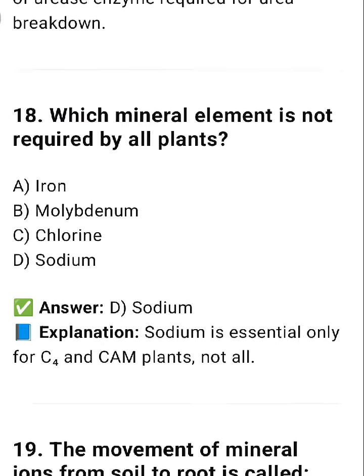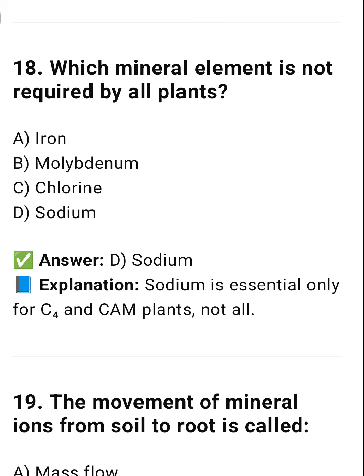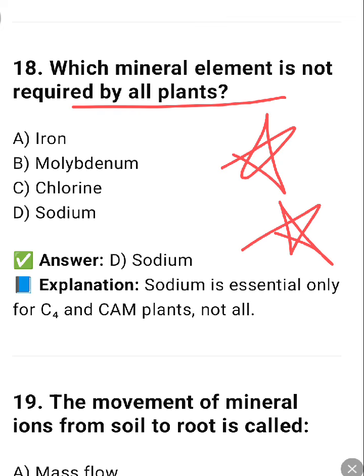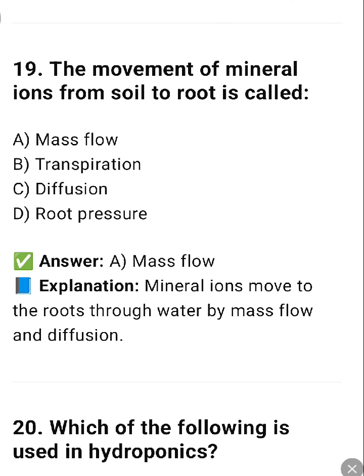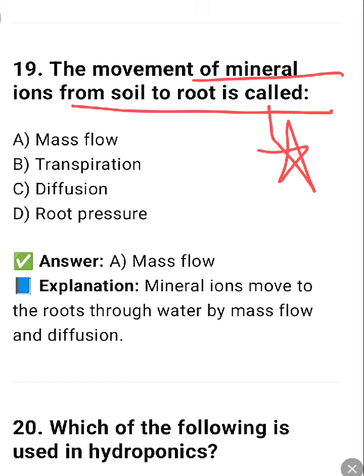Next, which mineral element is not required by all plants? So it is sodium. Sodium is essential only for C4 and CAM plants, and it is not required by all plants. The movement of mineral ions from soil to root is called mass flow. Option number A is the right answer.